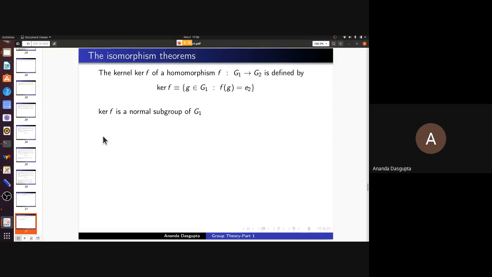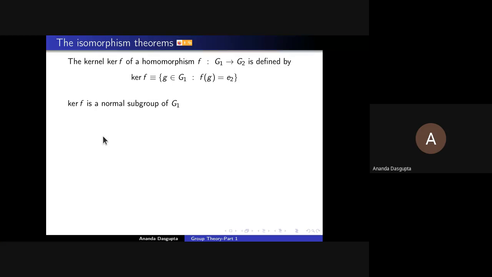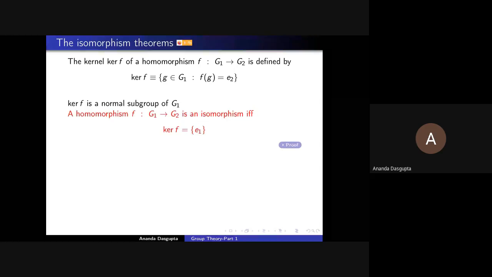Okay, so going back to the isomorphism theorems. First isomorphism theorem, very, very simple. It says that if the kernel of F is only E1 and nothing else, remember E1 has to be in the kernel, but if that's the only element in the kernel, there's a sure shot way of showing that a homomorphism is an isomorphism. A homomorphism is an isomorphism if and only if the kernel of F is a trivial kernel, just the identity and nothing else. Okay?